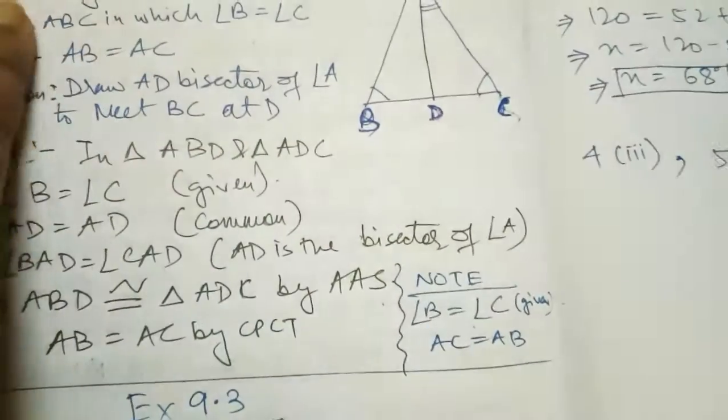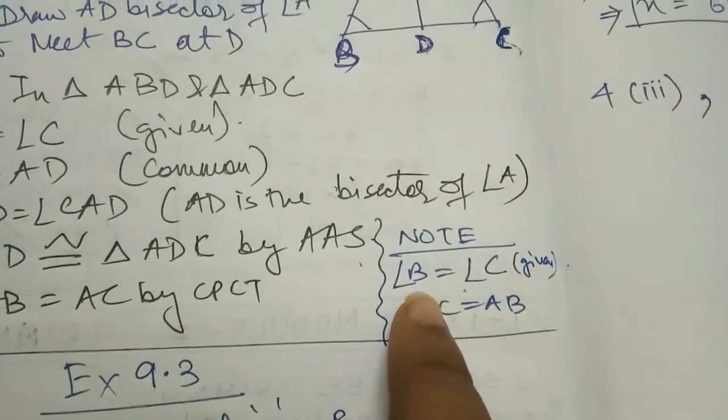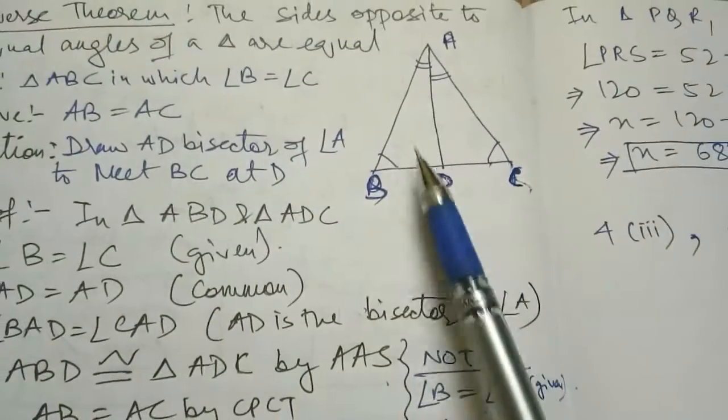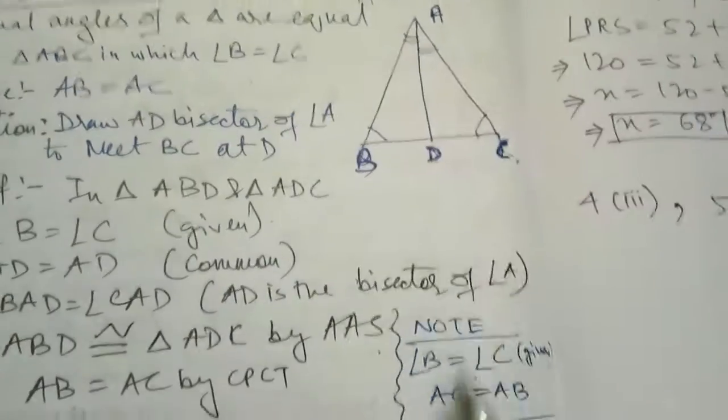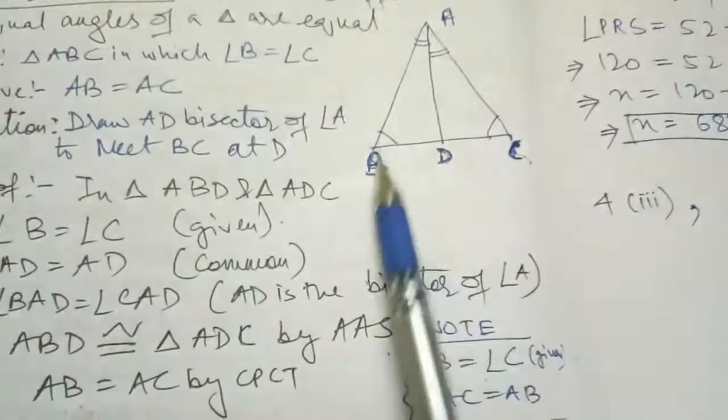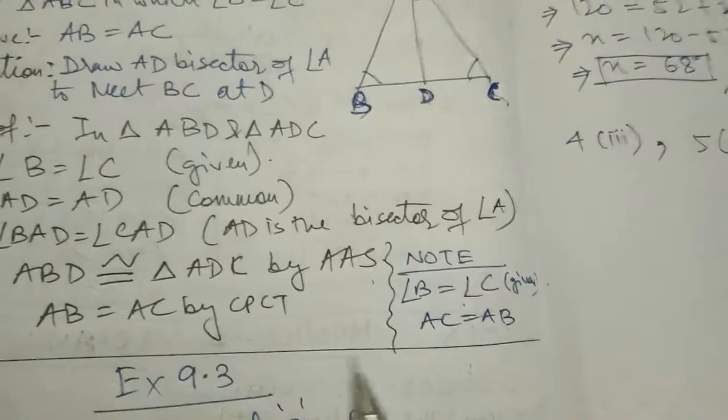Now again I have written the same note. See, in this theorem, angle B equals angle C is given. Then the side opposite to angle B is AC. See, I have written over here AC, and opposite to angle C is AB. I have written AB. Okay, this you have to keep in mind.